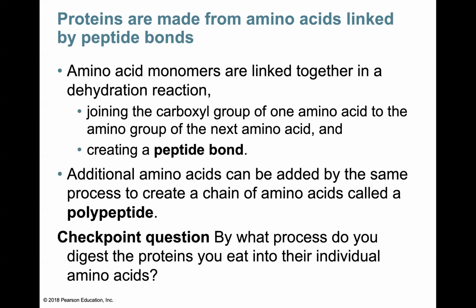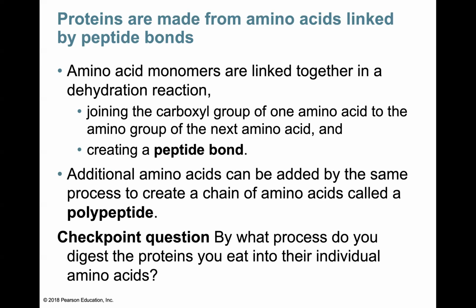And so amino acid monomers are linked together in dehydration reactions, right? So we end up creating a peptide bond. When we join the carboxyl group of one amino acid to the amino group of an adjoining amino acid, that peptide bond is formed, and this is how we get our polypeptide chains created. Our monomers here are the amino acids being held together by peptide bonds in order to form our polypeptides, which will ultimately become our functioning proteins.